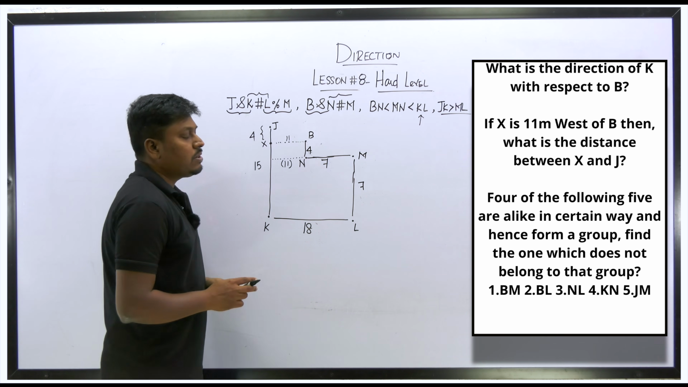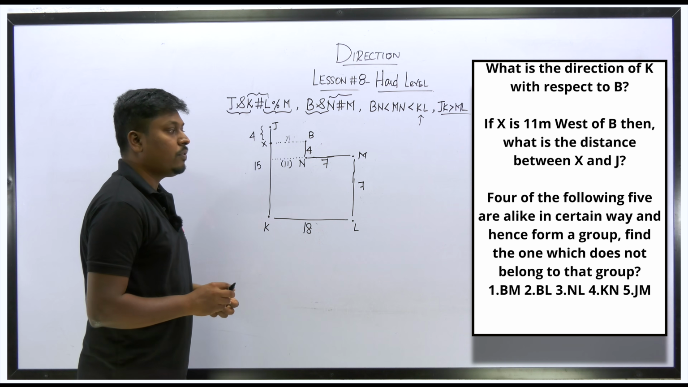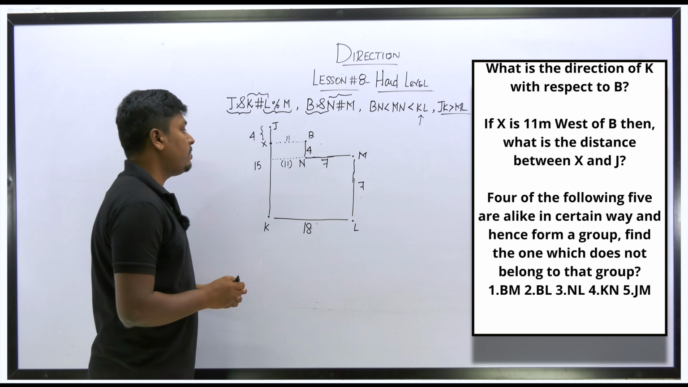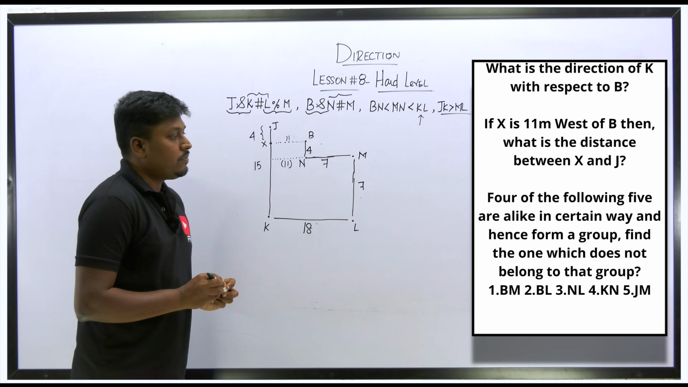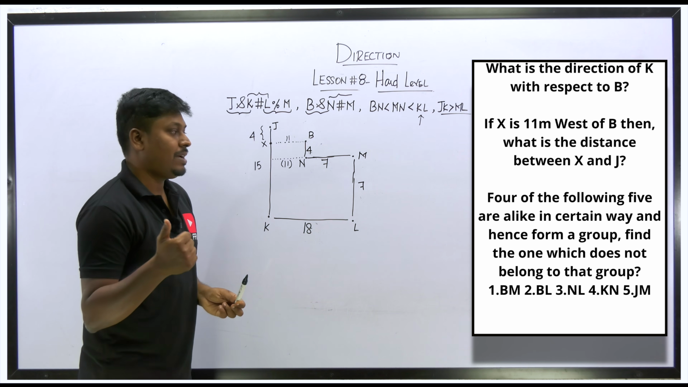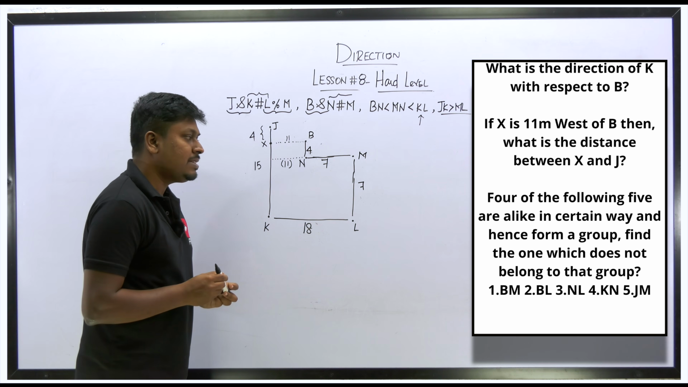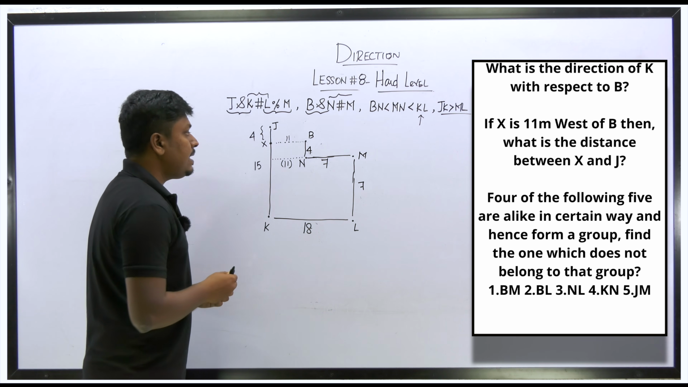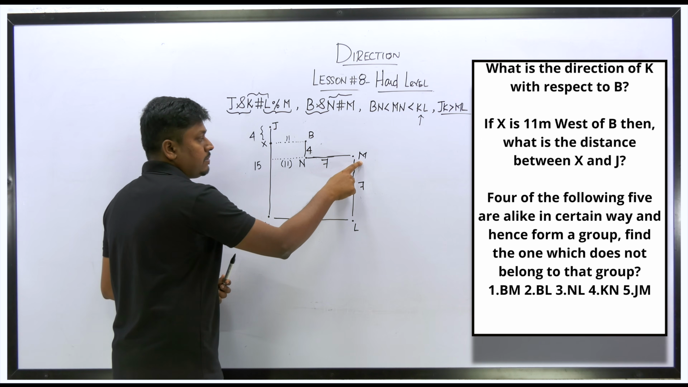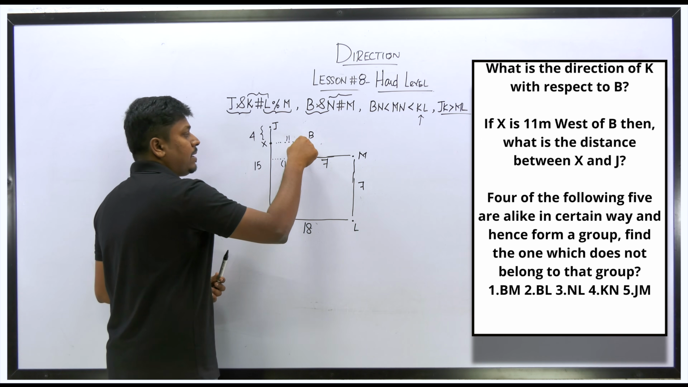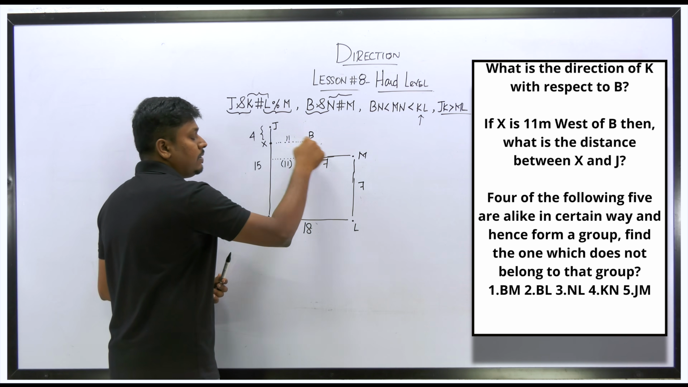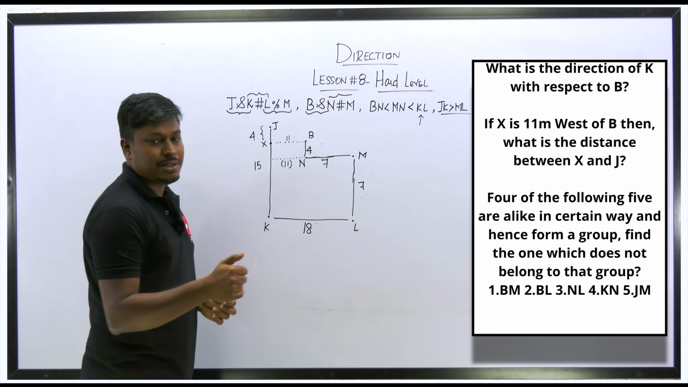Good. Last question. Four of the following are alike in a certain way and hence form a group. Which one of these does not belong to the group? So out of 5 options, 4 are the same, 1 is wrong, and we have to find that wrong one. First is B and M. Here is the point B, and here is the point M. From B, the direction of M will be southeast. Yes or no? Yes, southeast direction.